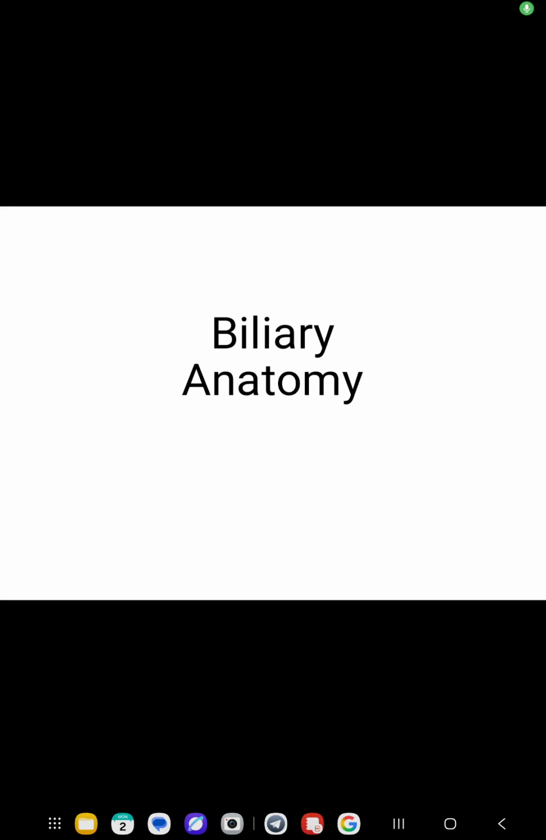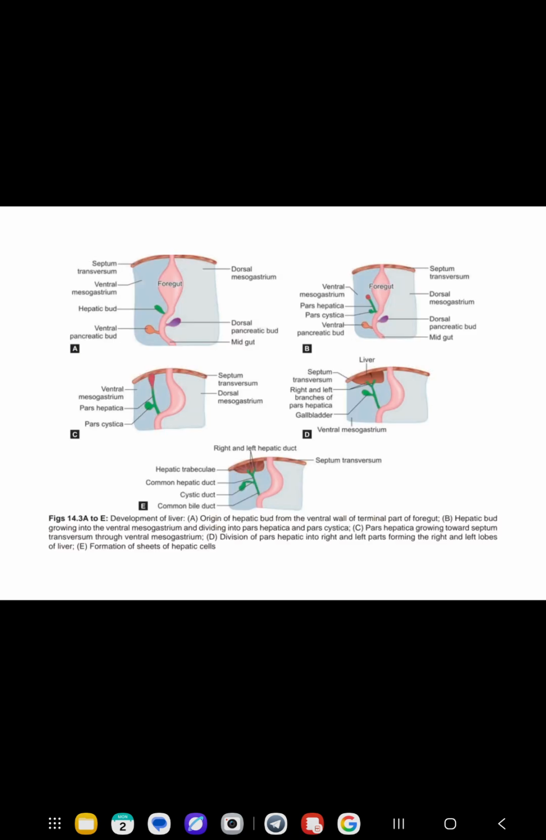So today let us learn about biliary anatomy and pancreas and its variants. So first of all, biliary anatomy, we will study about the embryology first. So that is from the foregut arises the ventral pancreatic.